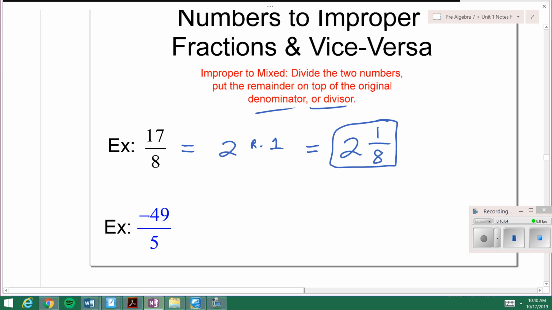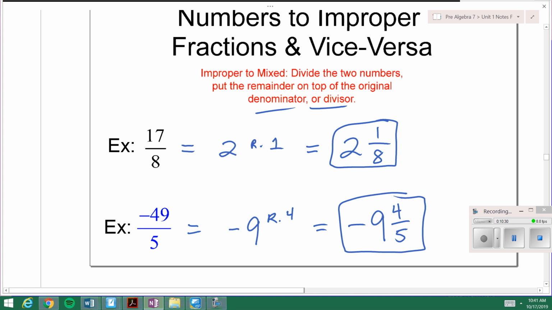But what about when there's a negative here? Does that change anything? Not really. 5 goes into negative 49, negative 9 times. In this case, I'll have a remainder. 9 times 5 is 45. I'm going to have a remainder of 4. So in this case, my mixed number is negative 9 and 4/5. Just make sure that if you have a negative numerator or if there's a negative sign maybe out in front of the fraction, that you account for that when you put in your final mixed number answer. Okay?